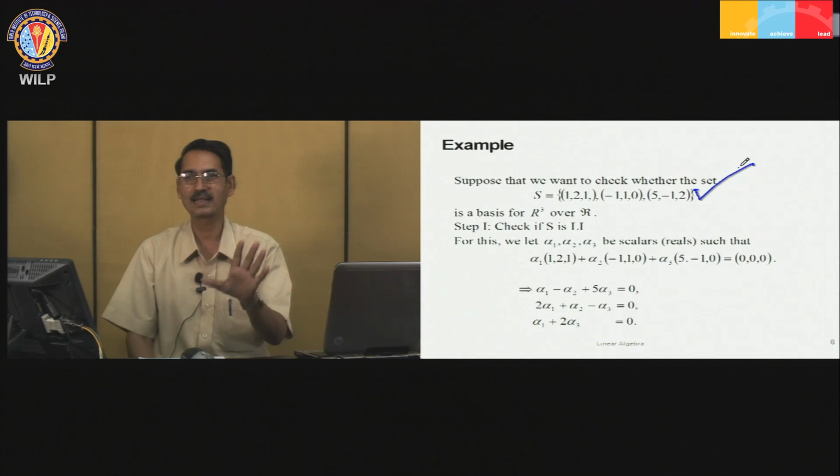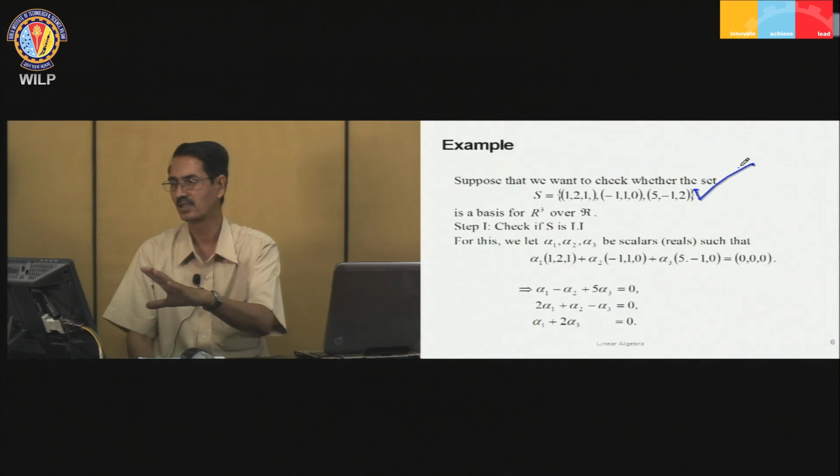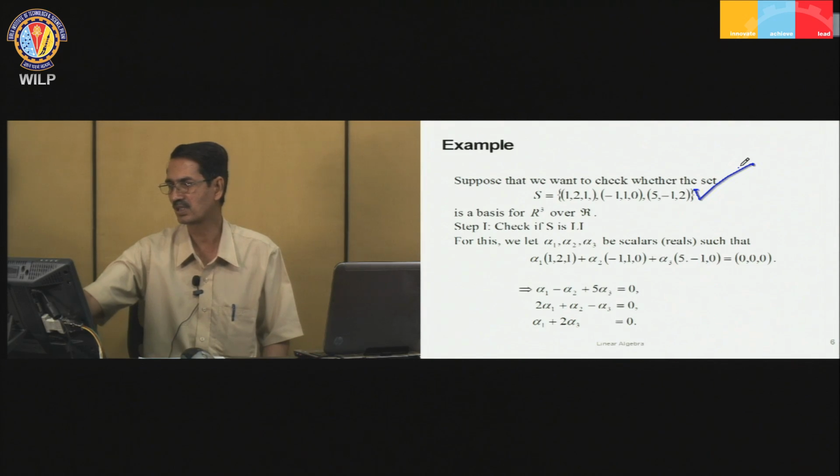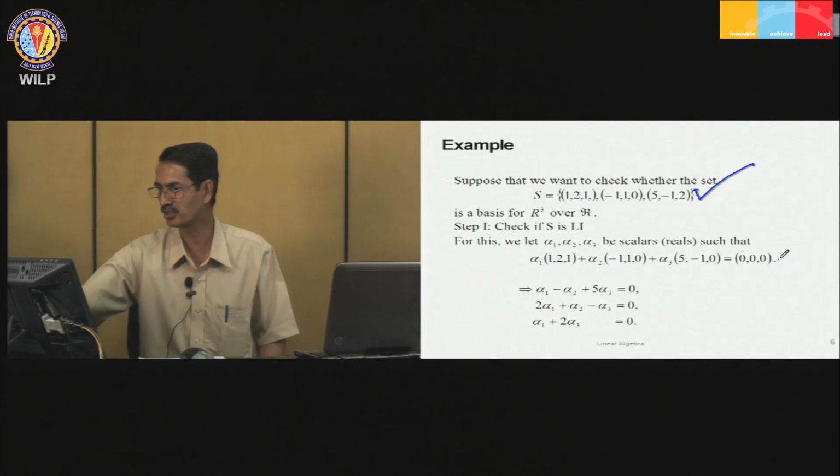Therefore, how do we check that S is linearly independent? Again we shall make a linear combination, that is alpha 1 into the first element (1, 2, 1), plus alpha 2 into the second element, plus alpha 3 into the third element is equal to 0, and this 0 is the 0 element of R3.